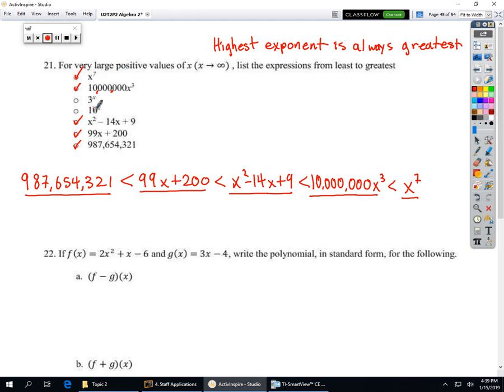So these two are exponentials. Exponentials are always like the largest, because you can put any number you want, right? You could put infinity as an exponent. In this case, this one will go faster because it's got a higher number. So it'll go greater. 3 to the x. And the last one is 10 to the x. So the highest exponent is always the greatest. But exponentials, having x as an exponent, is always way greater. And then you just look at whichever has the higher number.